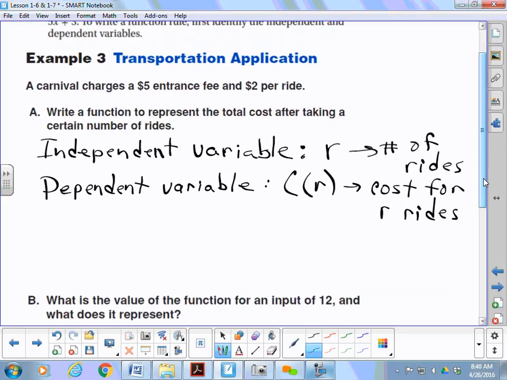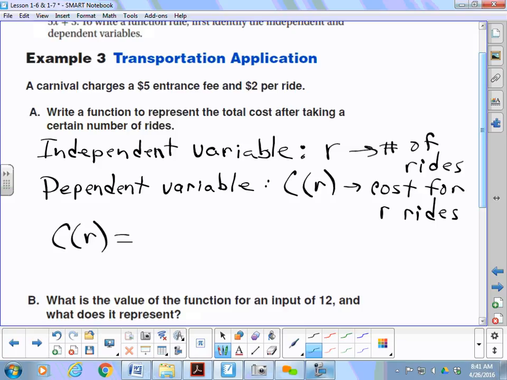Okay? So the cost for our rides is, let's see, $5 entrance fee. Boy, that's pretty good. If we went to Cedar Point, this would be a whole lot better deal than what they charge you, wouldn't it? $5 to get in and $2 per ride, because since you're standing in line for 2 hours at the Top Thrill Dragster, you know, there's 2 hours of my day. It only cost me $2 to stand there, you know, so that'd be a whole lot better deal.